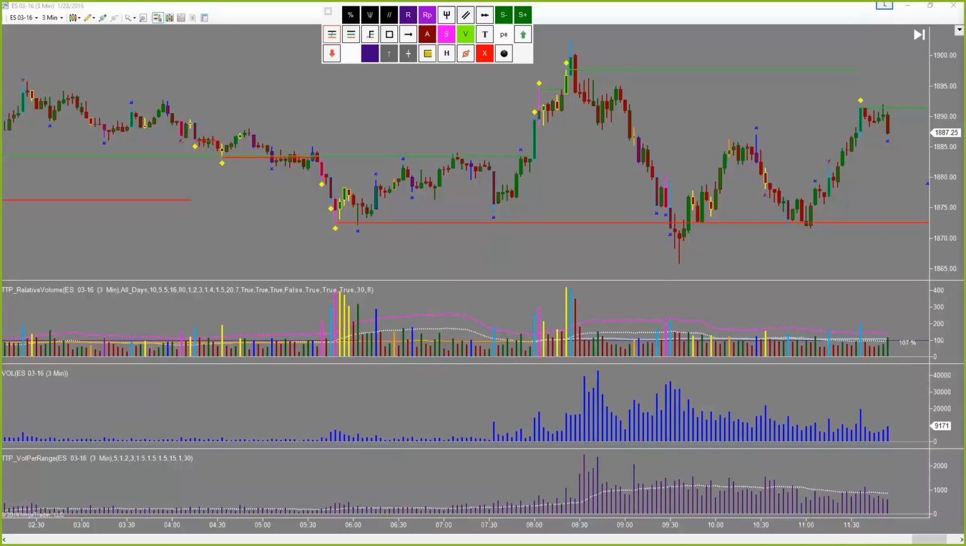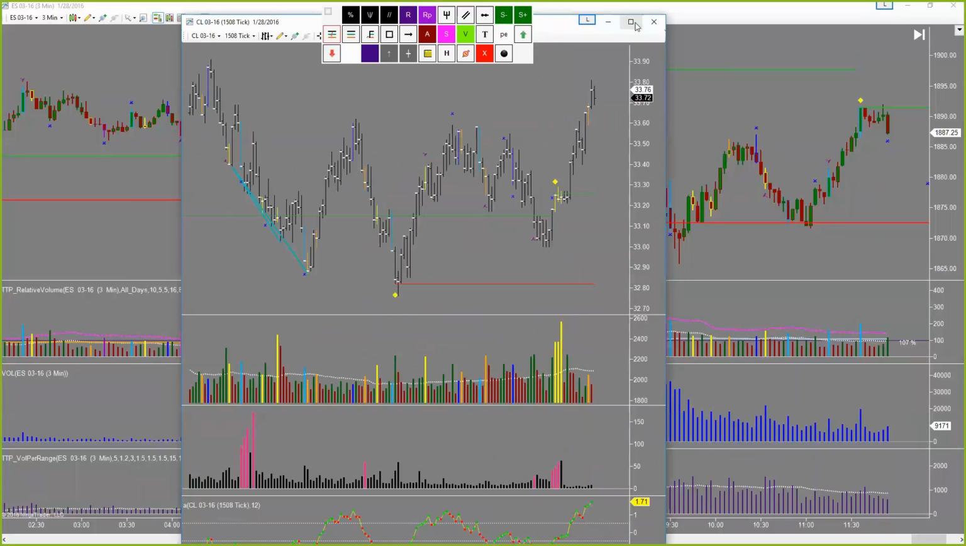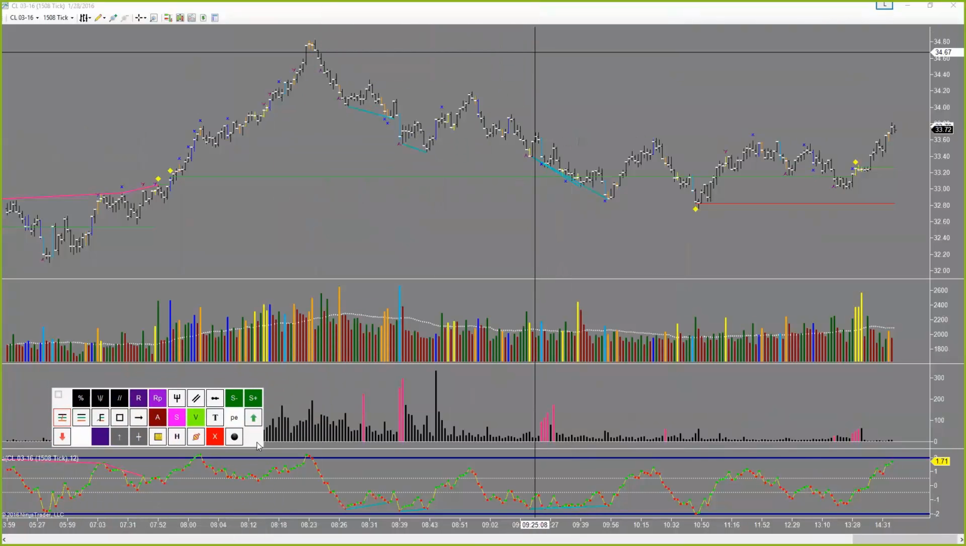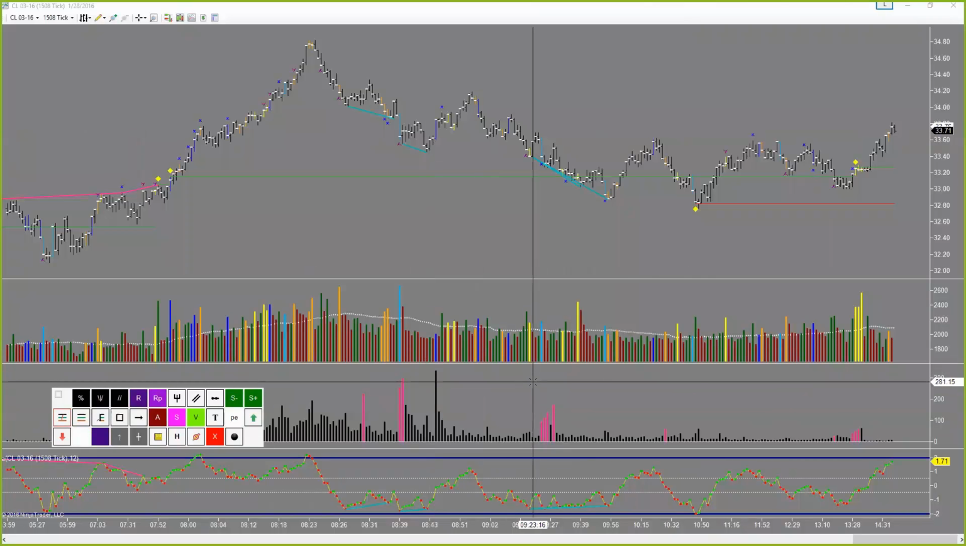So this is a 1508 tick chart. Now I have the same conditions. We're not using relative volume for the tick charts. The next update will be able to do that. You'll be able to do relative volume on tick charts, on range charts, on any chart that you want. Even if you want to use some kind of weird exotic bar type, you'll be able to do that.